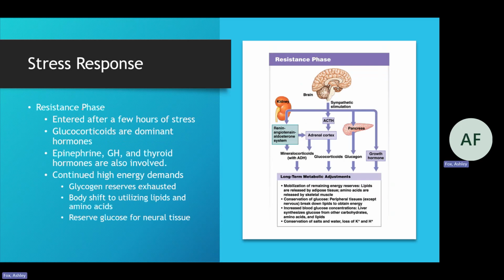The next phase we can consider is the resistance phase, which is going to be more cortisol. So you've been stressed and you've been using epinephrine for a while, but now cortisol is going to come into play. And it's the major glucocorticoid. That's the dominant hormone of this phase. You still have a little bit of growth hormone and thyroid, because you're increasing your metabolism. So you're trying to get your cells ready to go. Epinephrine is still involved, but the dominant one is your glucocorticoids.